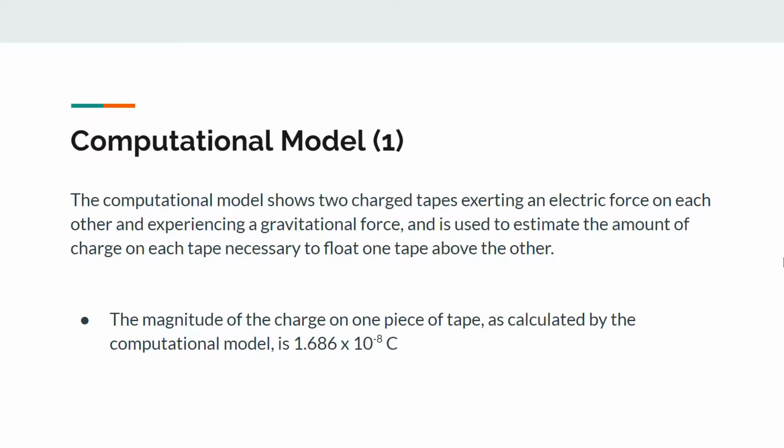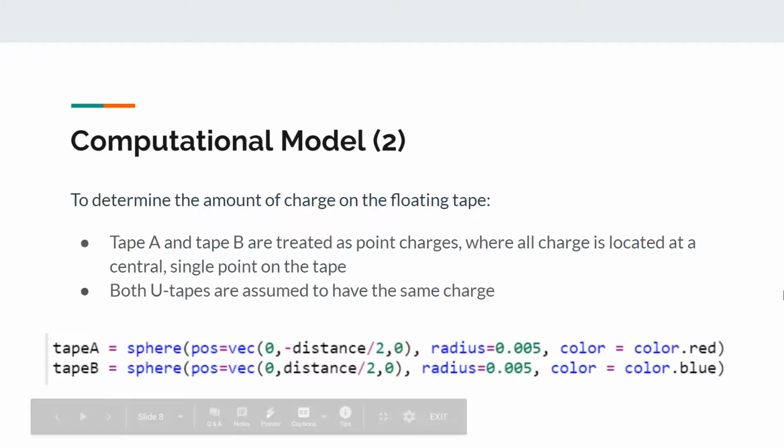A computational model was made, and it shows two charged tapes exerting an electric force on each other and experiencing a gravitational force. It's used to estimate the amount of charge on each tape necessary to float one tape above the other. The magnitude of the charge on one piece of tape, as calculated by the computational model, is 1.686 times 10 to the negative 8 coulombs.